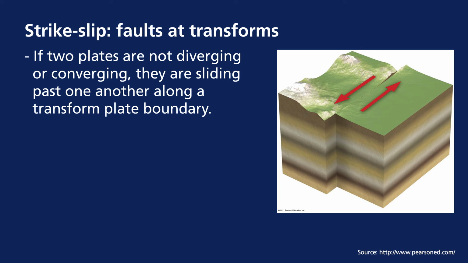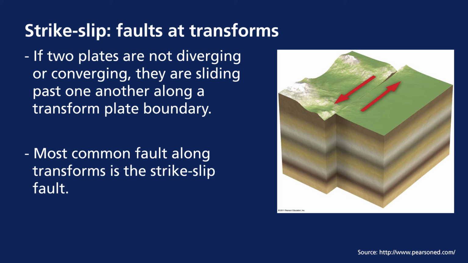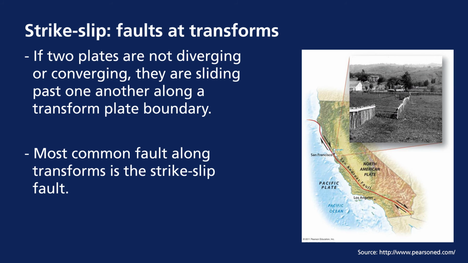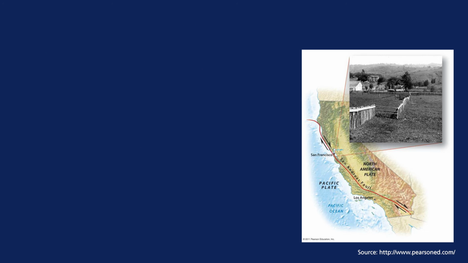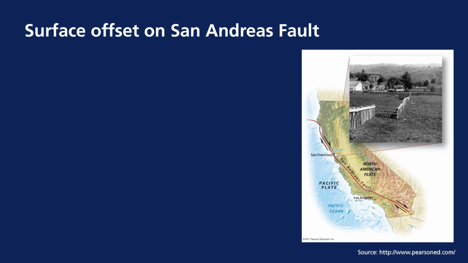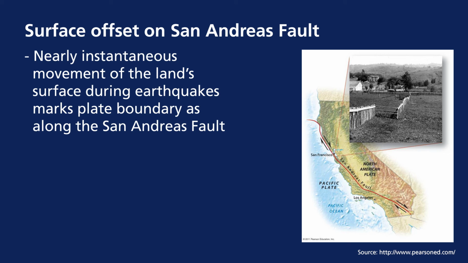Strike-slip faults happen when two plates are neither diverging nor converging. Rather, they are running past each other, parallel to each other. And the most common of these faults is a strike-slip fault. Here we have a picture on the very right-hand side of a famous strike-slip fault, the San Andreas Fault on the west coast of North America. It's called the San Andreas Fault.